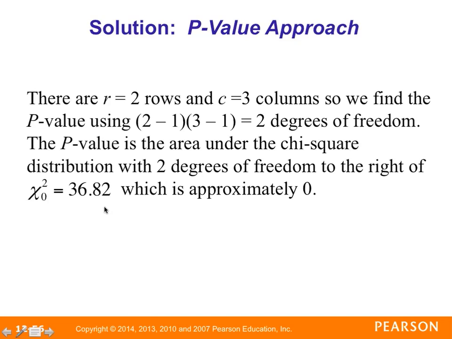Now we know that there are 2 rows and 3 columns, so in order to find the number of degrees of freedom, we take 2 minus 1, which is just 1, and multiply it by 3 minus 1, which is just 2. So we have 1 times 2, which gives us 2 degrees of freedom.